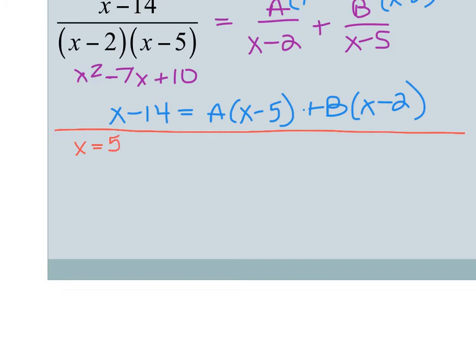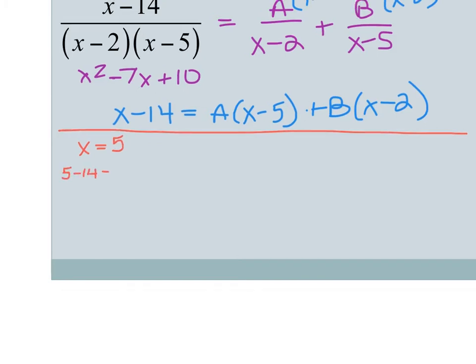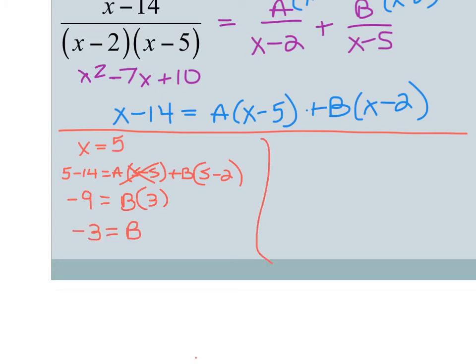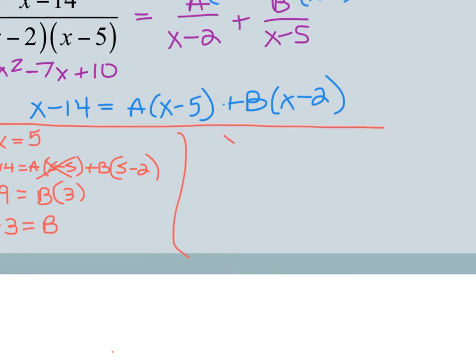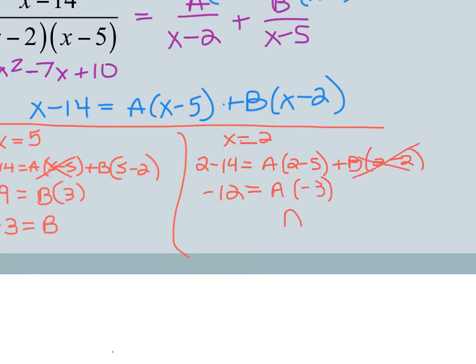x equals 5. So 5 minus 14 equals A times 5 minus 5 plus B times 5 minus 2. And I get negative 9 equals, this cancels out, B times 3, and B is negative 3. And then the second time, I'm plugging in what? 2. So 2 minus 14 equals A times 2 minus 5 plus B times 2 minus 2. So I get negative 12 equals A times negative 3. B cancels out. A is positive 4.